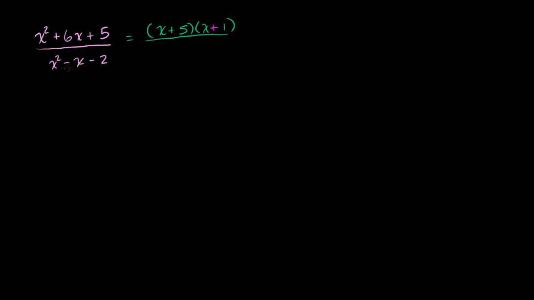And then our denominator, two numbers, multiply to negative 2, add to negative 1. So here we have a positive 1 and a negative 2. So x minus 2 times x plus 1. We have a common factor in the numerator and the denominator. These cancel out. So you could say that this is equal to x plus 5 over x minus 2.